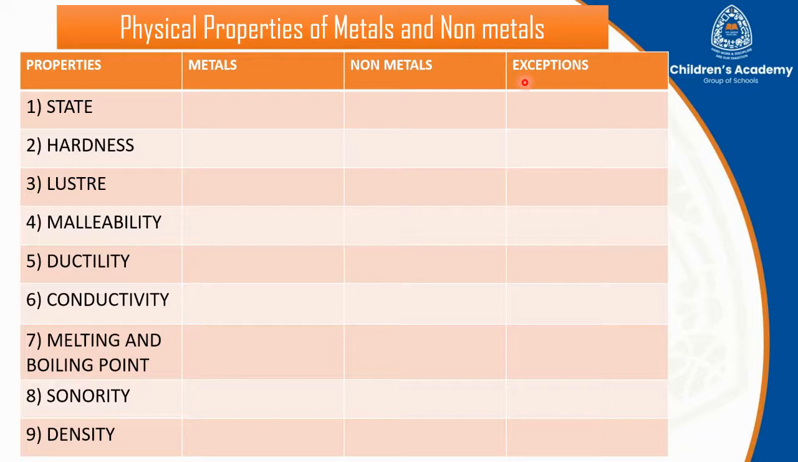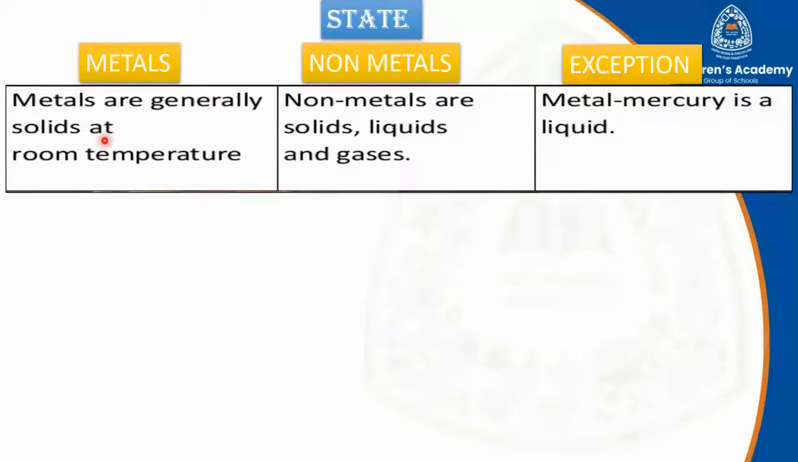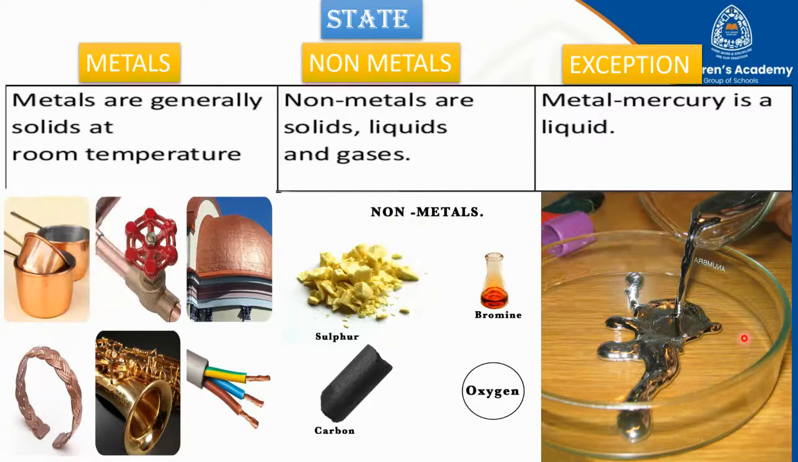Here's the first criteria, that is state of matter. Metals are generally solids at room temperature except for mercury, which is liquid at room temperature. On the other hand, non-metals are gases, liquids or soft solids at room temperature. For example, oxygen is a gas, bromine is a liquid, while sulfur and carbon are soft solids.